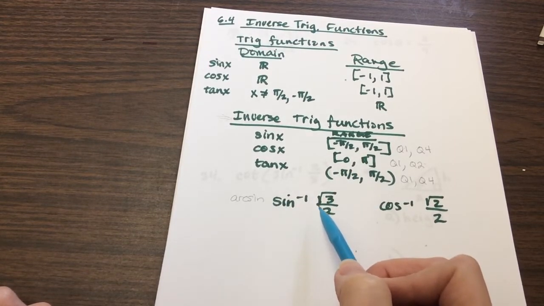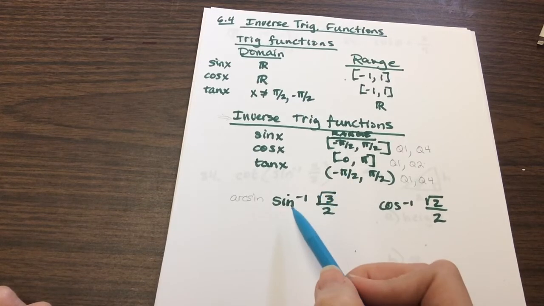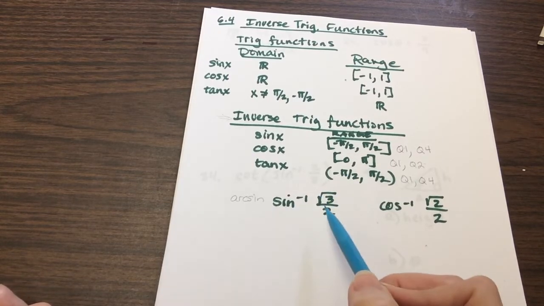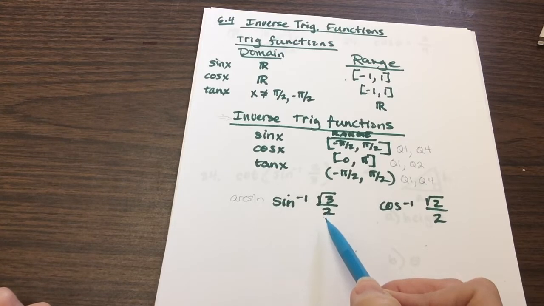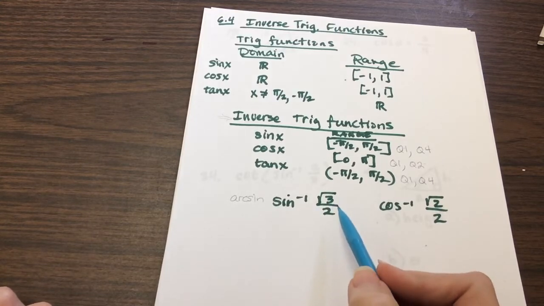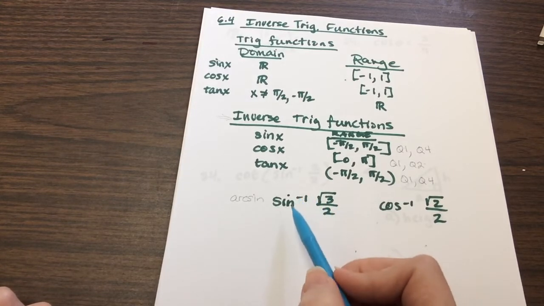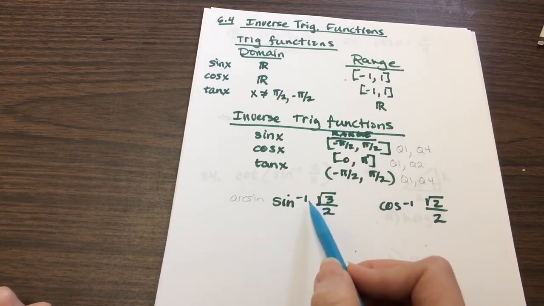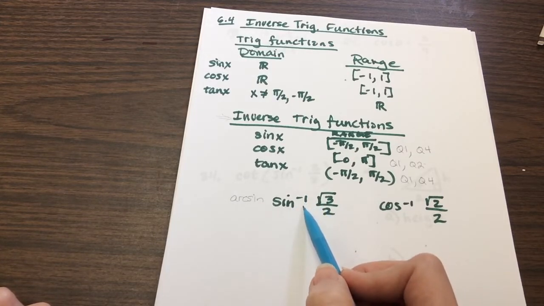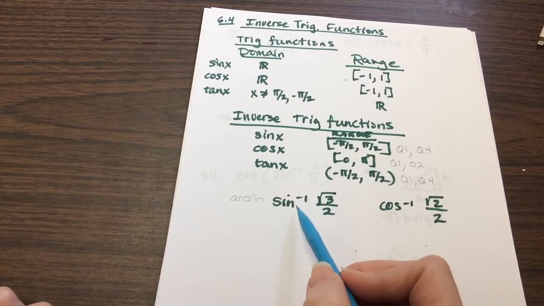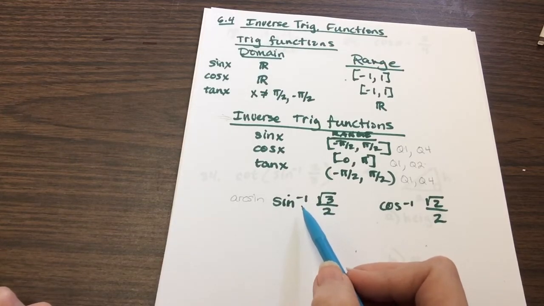Alright, so that's the notation, but what you need to understand is what this is asking for. In regular trig functions, I would give you the sine of some angle and ask for the exact value. The inverse of that, I'm going the other way with it. So I'm looking for the sine of some value. I want to know what the angle is.